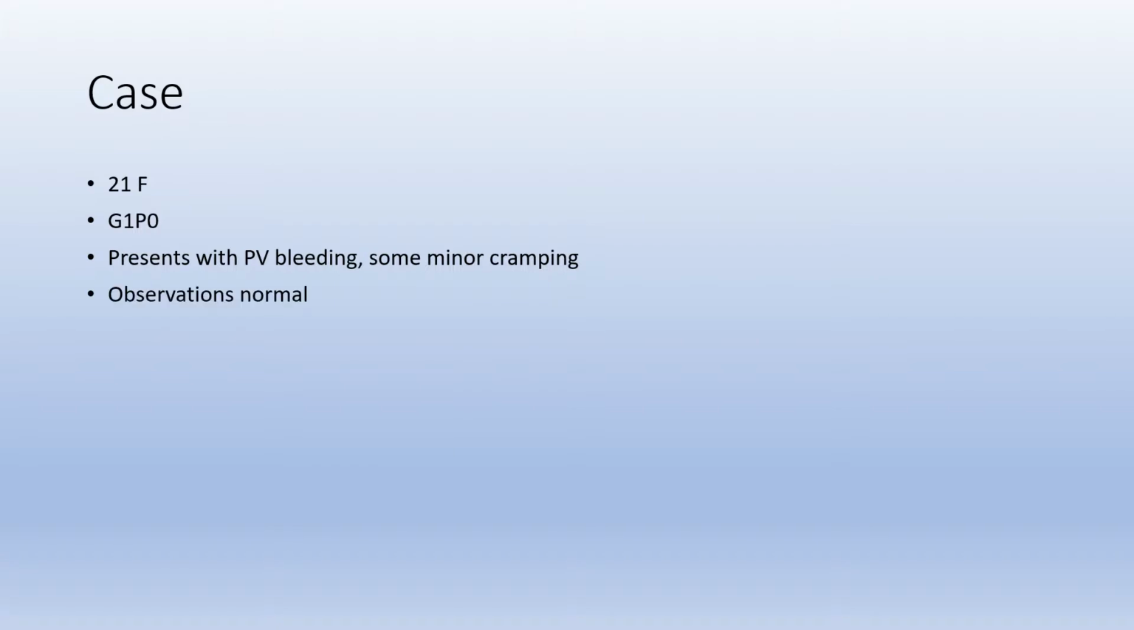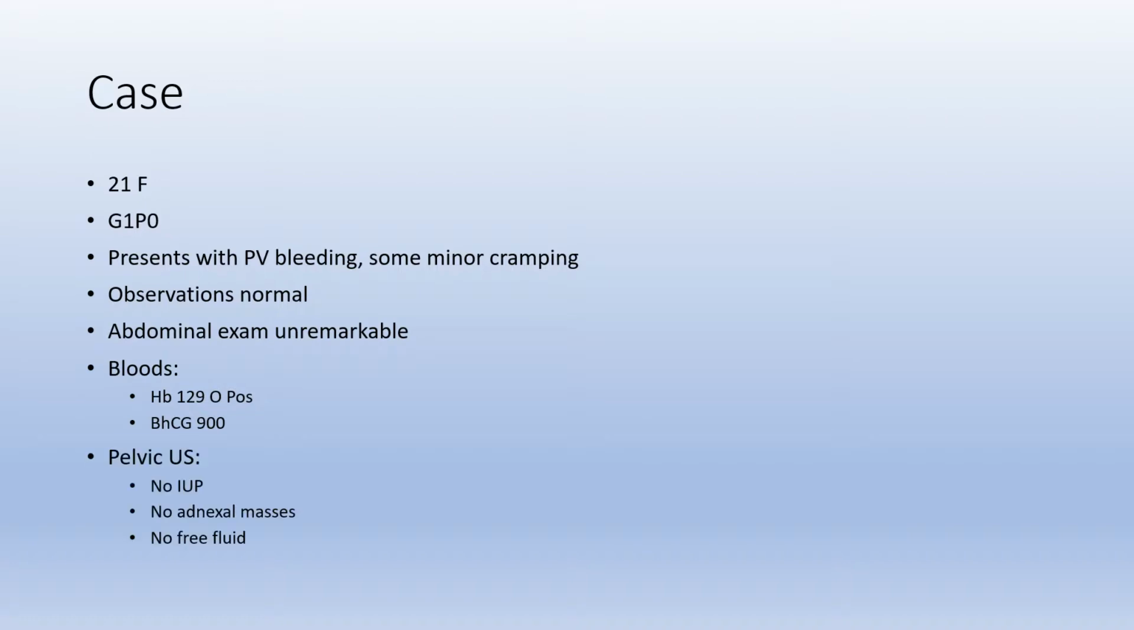So you have a 21-year-old woman. She's just done a positive home pregnancy test, and this is her first pregnancy. She comes in with vaginal bleeding, just a small amount, and some minor cramping. Her observations are normal. Her abdominal exam is unremarkable. She has some blood tests. Her hemoglobin is 129, her blood group's O positive, her HCG level's 900, and she has an ultrasound.